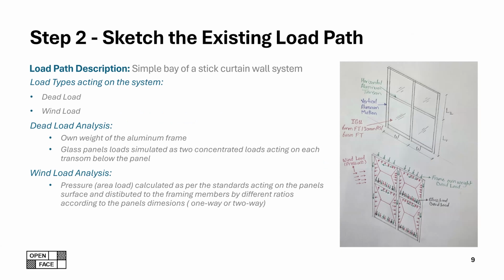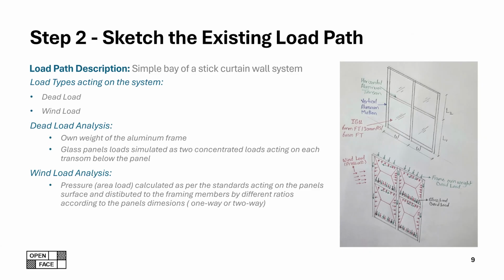It's a clear sketch of the facade base, showing how the load and wind load act on the system. You can see here the identification of the frame, self-weight, the glass load acting on the transoms, and the wind pressure applied across the panels. He also showed the load arrows very clearly, which is great. The key learning of step 2 is simply to show the existing load path, not to calculate anything yet, but to recognize how the loads move through a typical stick curtain wall for this example.